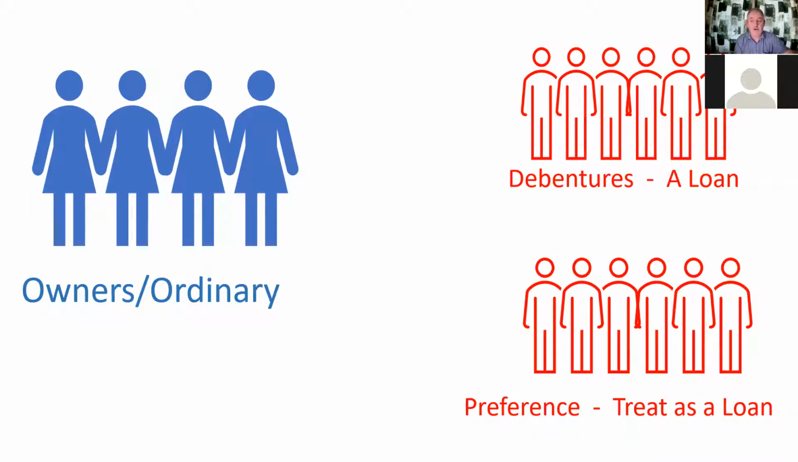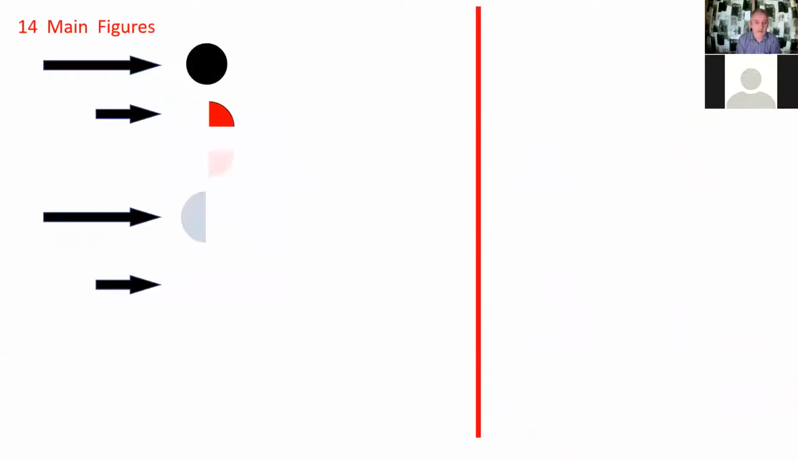What are they called? Debentures. Okay, who has to get looked after next? The other lads, they're the preference. And who's left? The girls. All right, we're the owners. Okay.